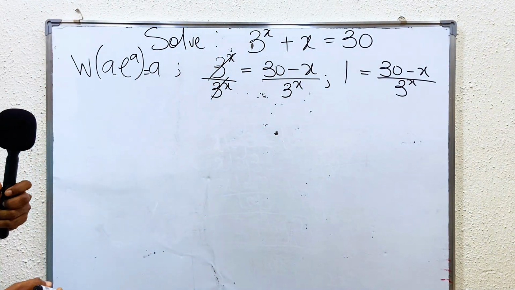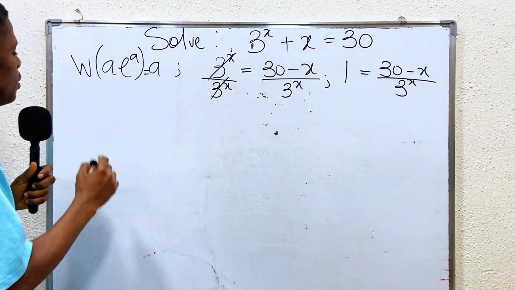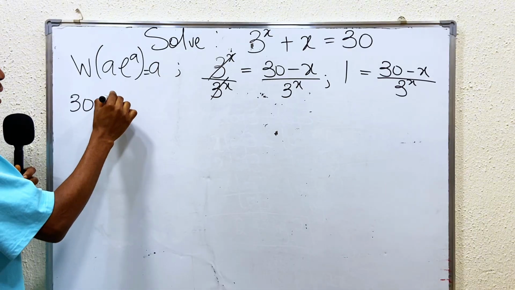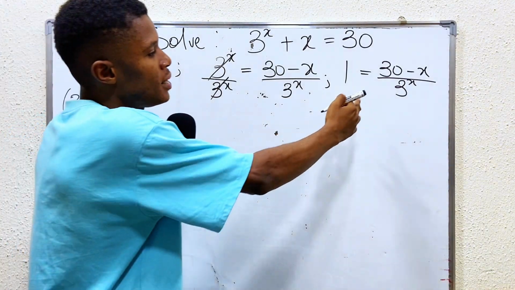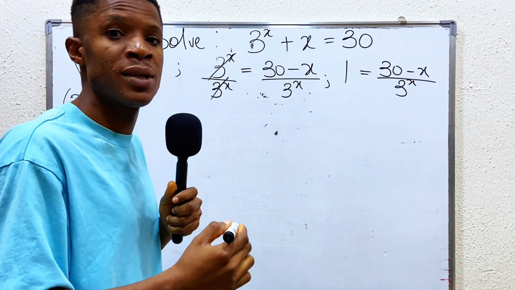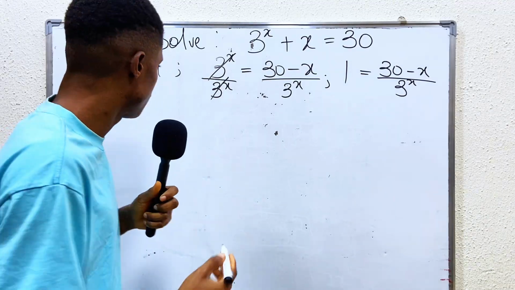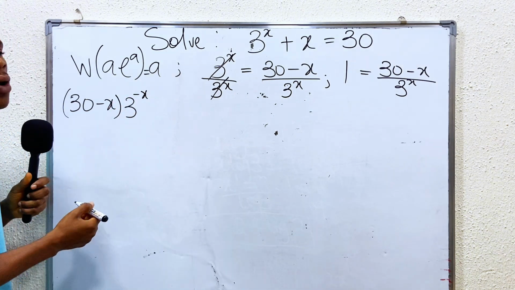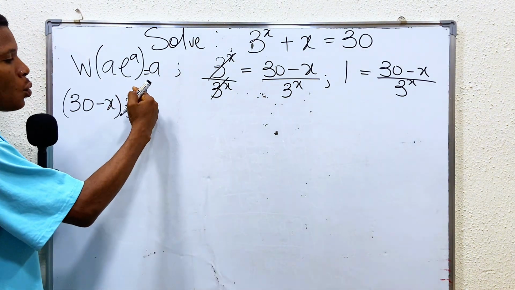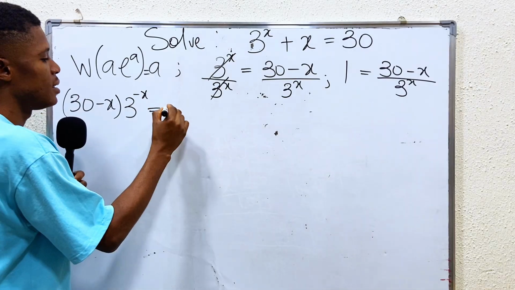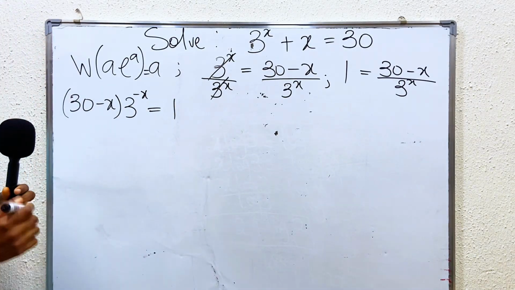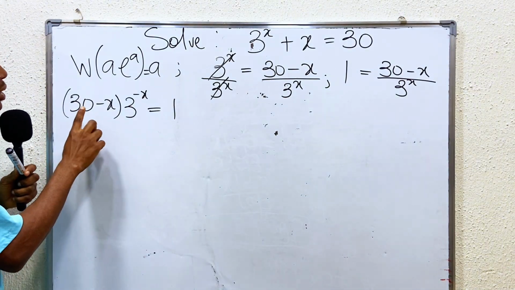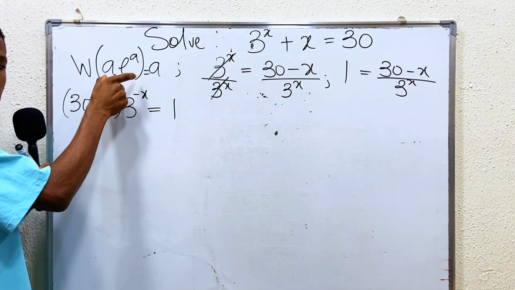Okay? So if you have this, now you can see that we can write it as 30 minus x multiplied by 1 over 3 power x, which you can now write as 3 power minus x. Because if you have a negative power, it's just 1 over, so nothing changed. And that's equal to 1. Okay? So if we have this now, you can see this is now 3 power minus x, very close to this.